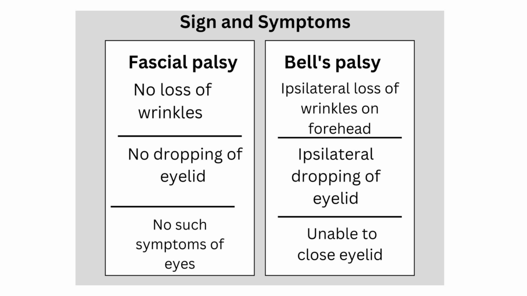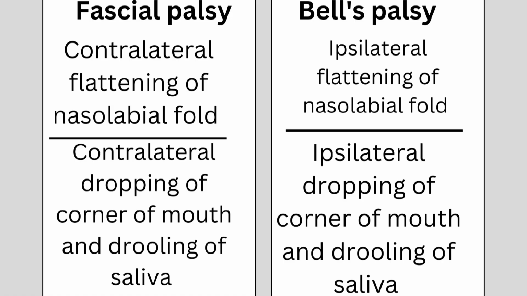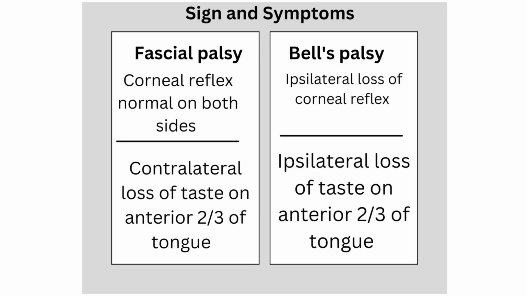While in facial palsy, there is no loss of wrinkles, no drooping of the eyelid, and no difficulty in closure of the eyes. But there is contralateral flattening of the nasolabial fold and drooping of the corner of the mouth, and drooling of saliva. In facial palsy, corneal reflexes of both eyes are normal, but there is loss of taste sensations from the contralateral side of the anterior two-thirds of the tongue.